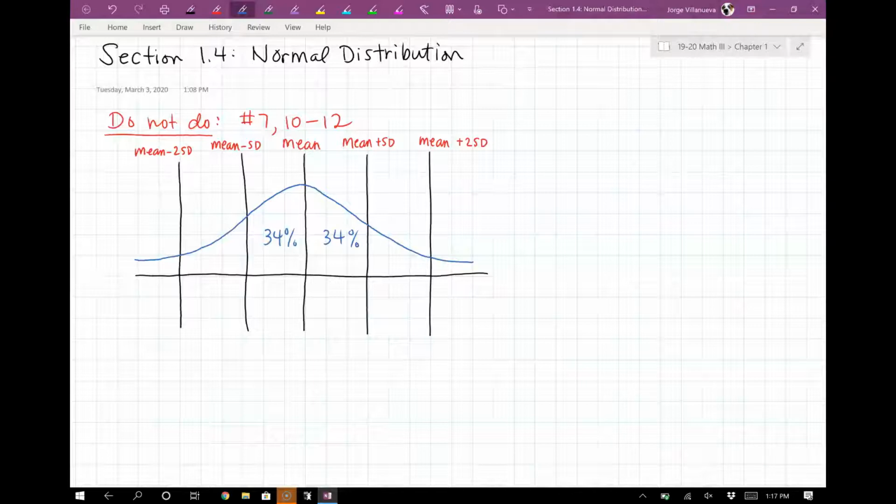Now, if you go 2 standard deviations away, then I think it's 12.5%. I gotta double check that really quick. Okay, but 12.5%, is that what I put? No, it's 13.5, sorry. I thought it was 12.5. It's 13.5. Okay, and then if you go further out, you're going to get a 2% here.